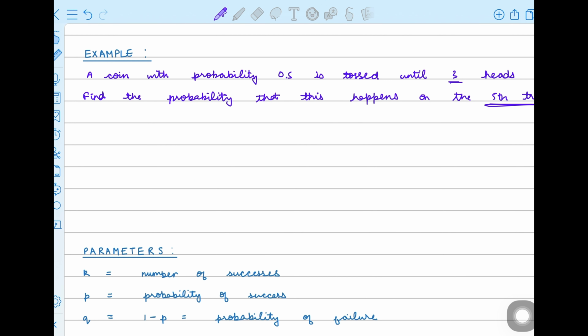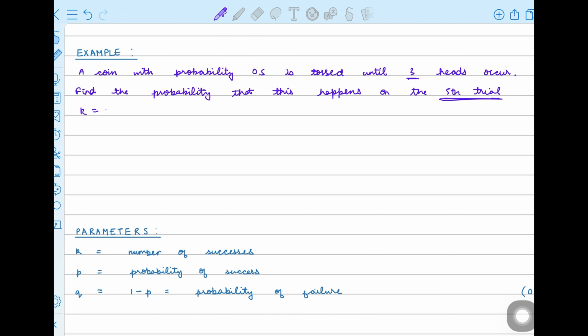Now let's solve the example. K is equal to 3, as according to the question we require 3 heads to be successful. P is 0.5 and Q is 0.5. X is 5.